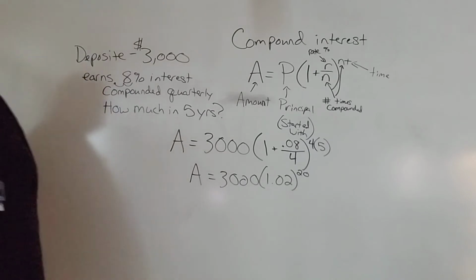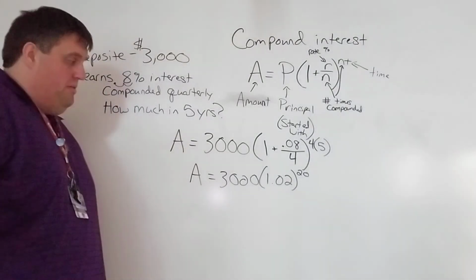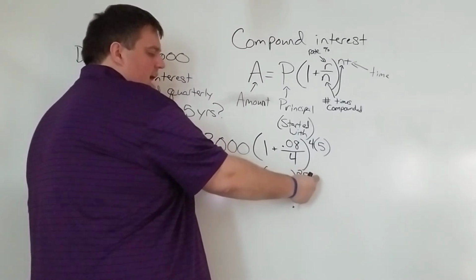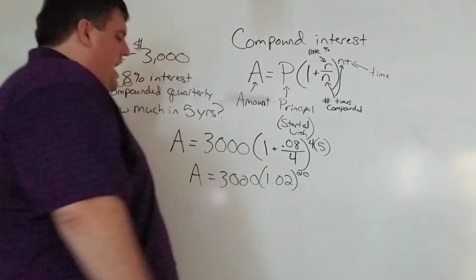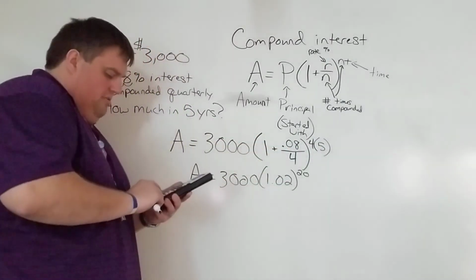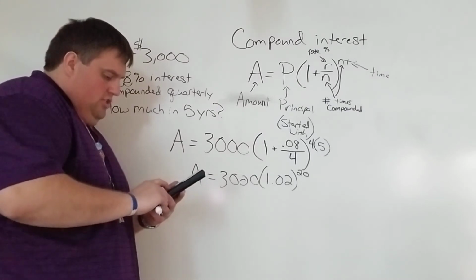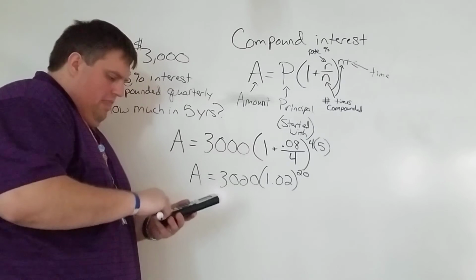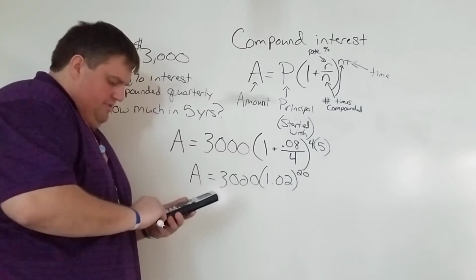And so that's kind of what this is going to look like when you clean it up a little bit. We figure out what this number is on the inside. We figure out what the exponent is going to be. And then I'm just going to figure out this number. So I'm going to go 1.02 to the 20th power and multiply what I get by 3,000.